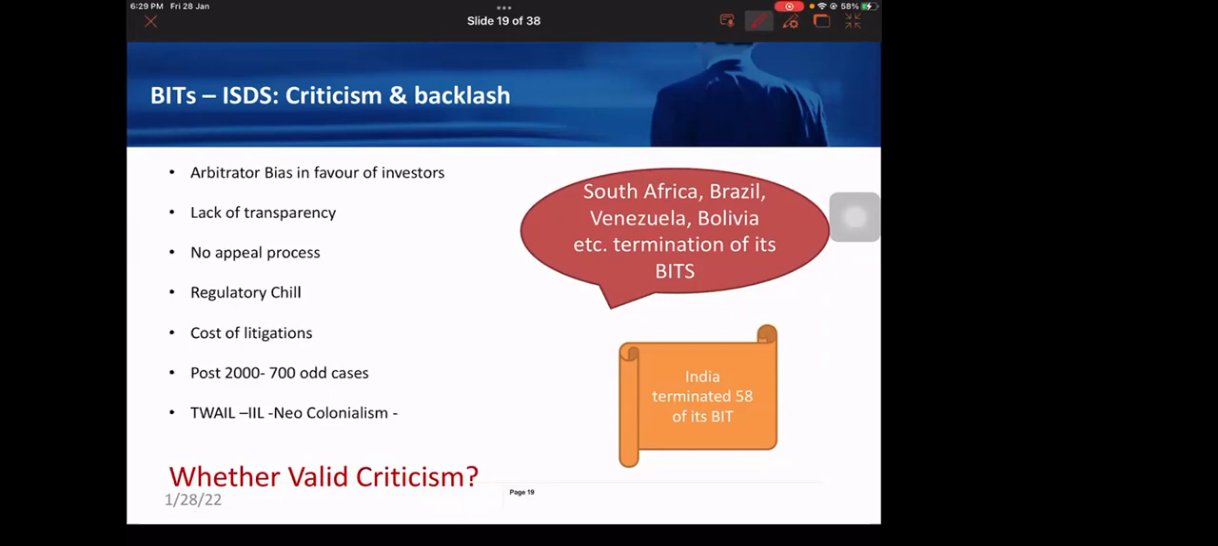Are these criticisms valid? Again, it depends on which side you want to look at it from. My personal view is I will not fully agree with these criticisms. They are partially true, but partially, it was also the fact that the cost of litigation was high because foreign law firms thought this is a great way for them to get involved, and they were charging exorbitant fees.